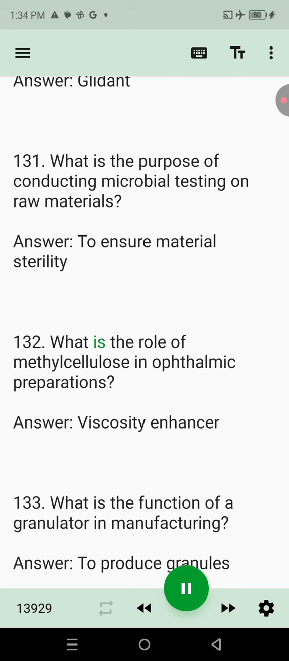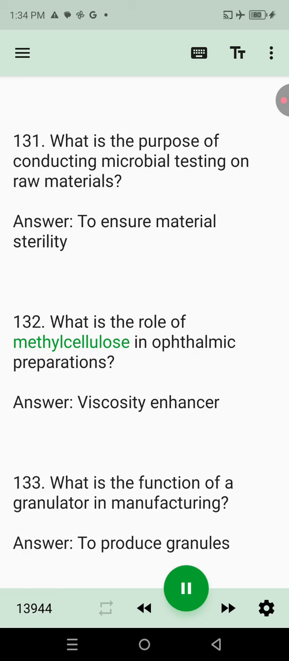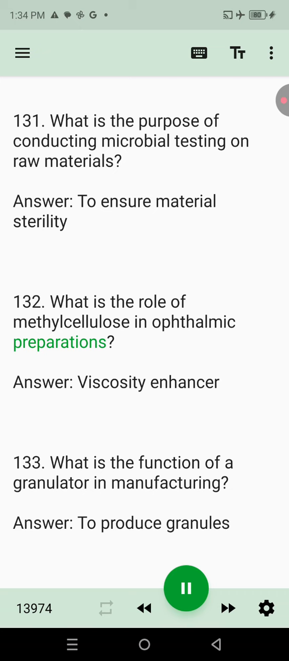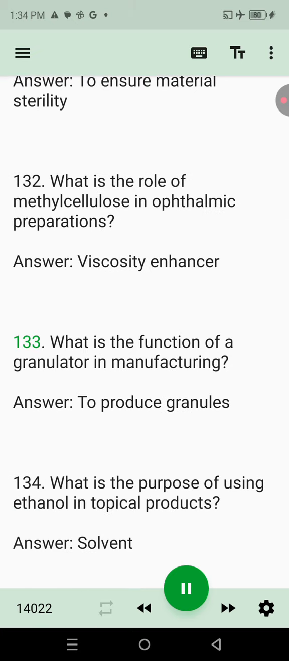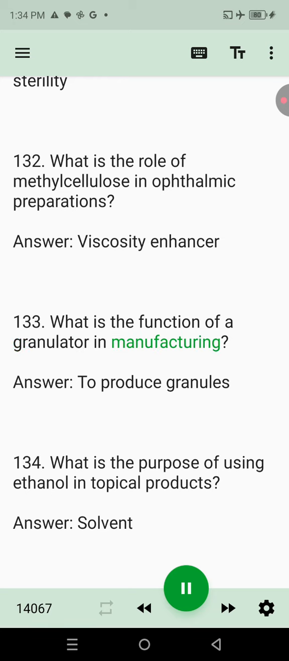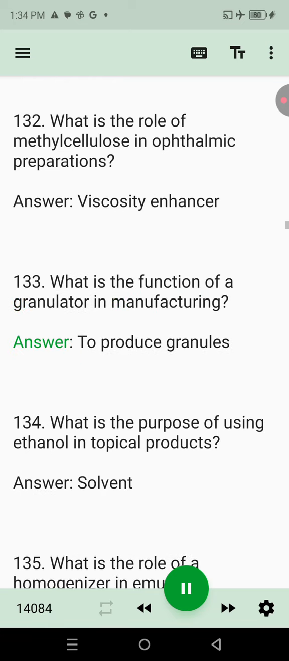132. What is the role of methylcellulose in ophthalmic preparations? Answer: viscosity enhancer. 133. What is the function of a granulator in manufacturing? Answer: to produce granules.